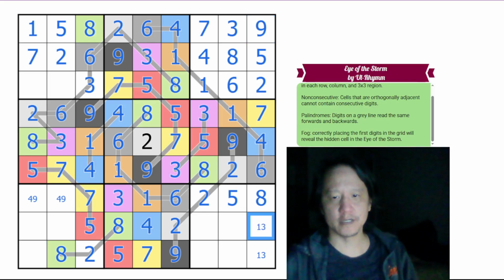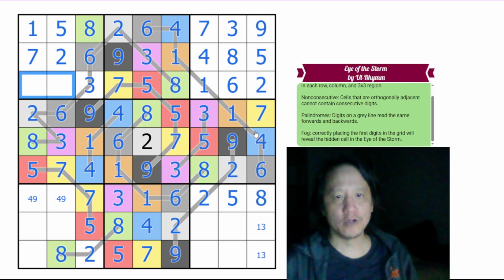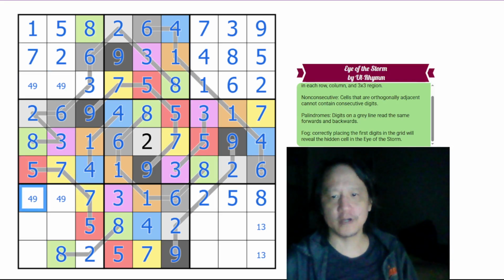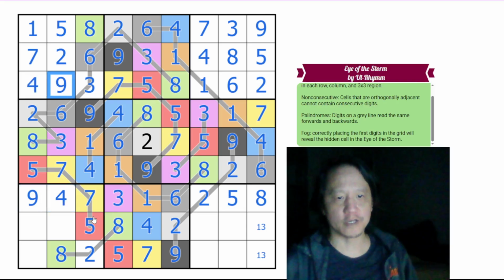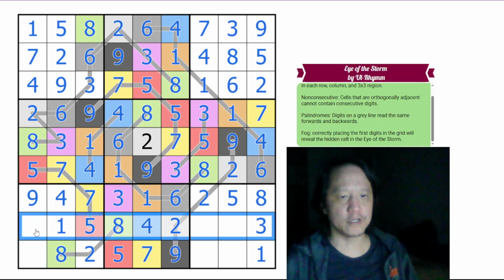9 eliminates 9 here. Remaining digits in row 3 are 4 and 9. Interesting. 4 cannot be consecutive with 5, so this is 9, this is 4. 9 eliminates 9 here, so it's 4 and 9. That leaves this digit as 1, so that makes this 3 and 1 here.